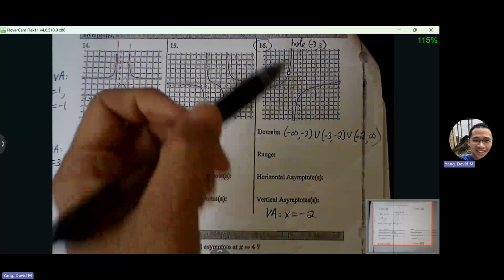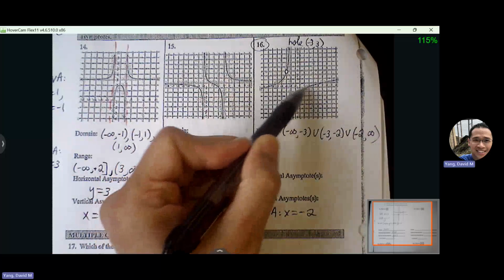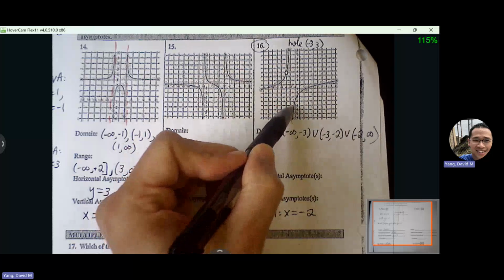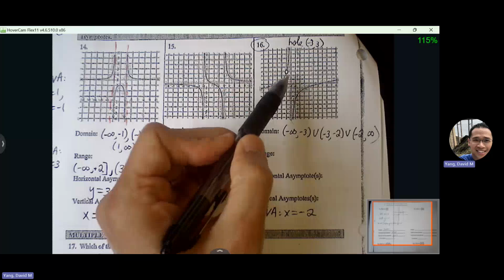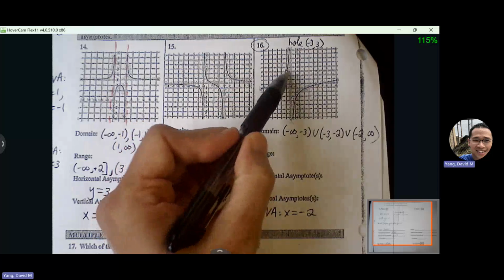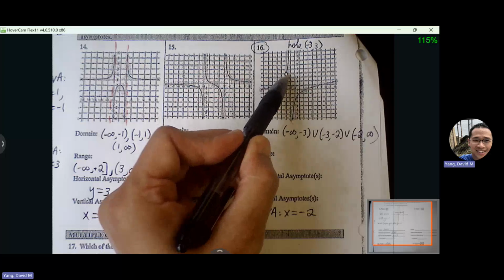In the range, if you look at the range here, there is no horizontal asymptote. So the graph is going to extend from negative infinity all the way to positive infinity. The only thing breaking it up, actually, this hole doesn't break up the range. Why is that?